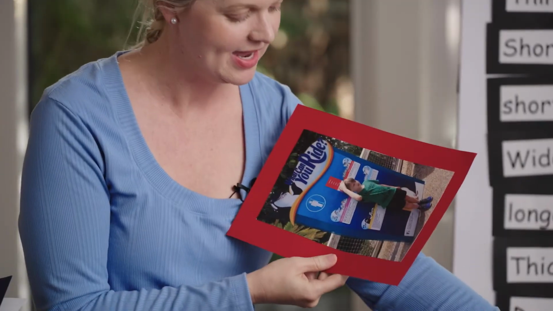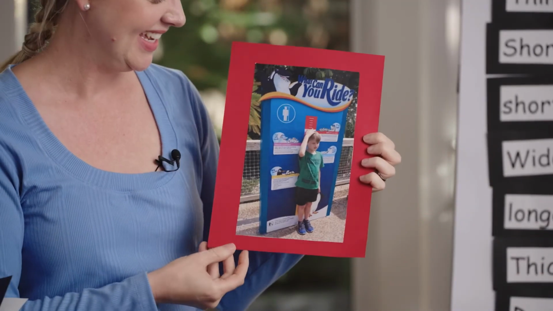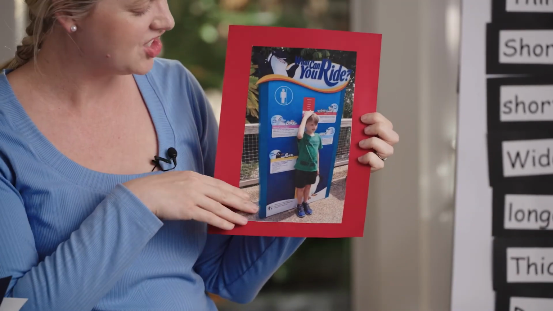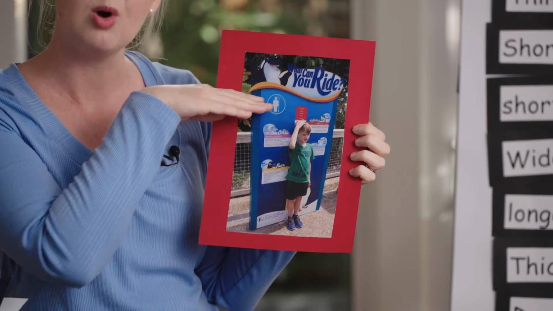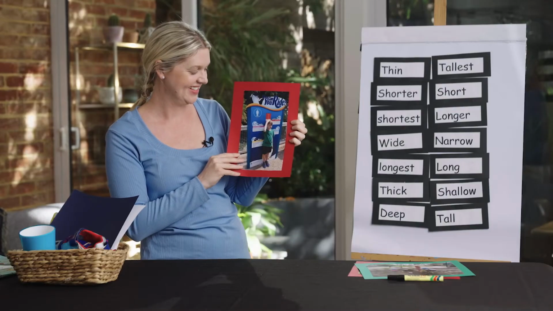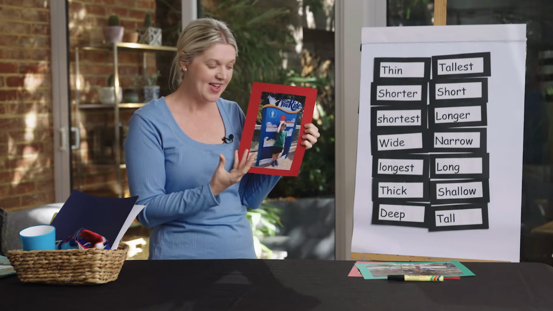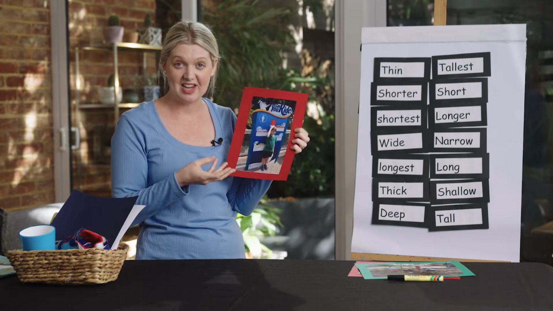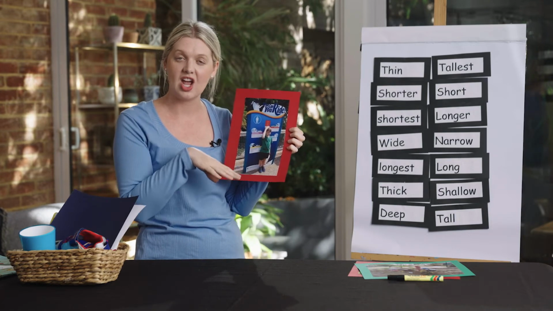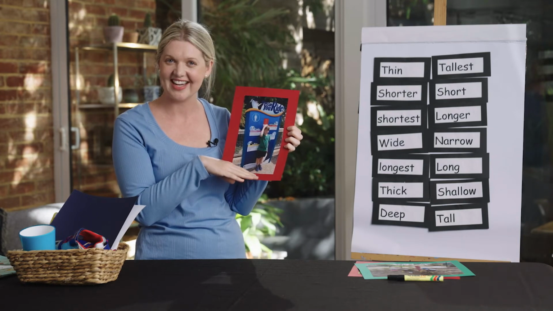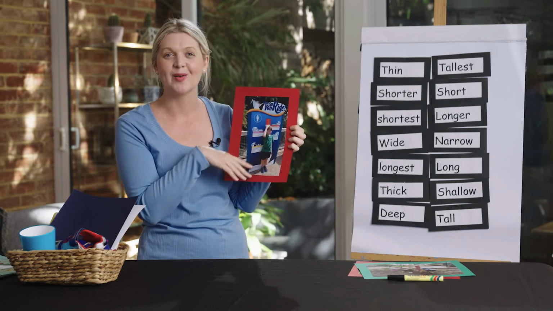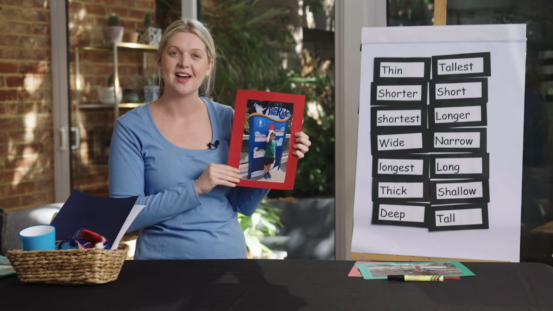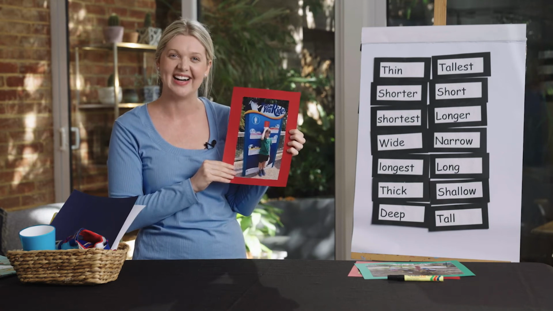Our last one. Here's a picture of a boy and we're measuring how tall he is. Remember we talked about when babies are measured, they are laying down and we measure how long they are because they aren't standing yet. But when you're old enough to stand, then we start measuring how tall you are.